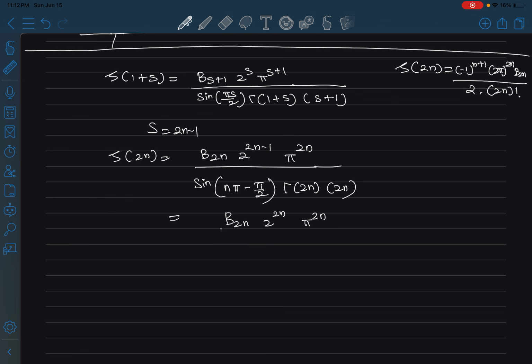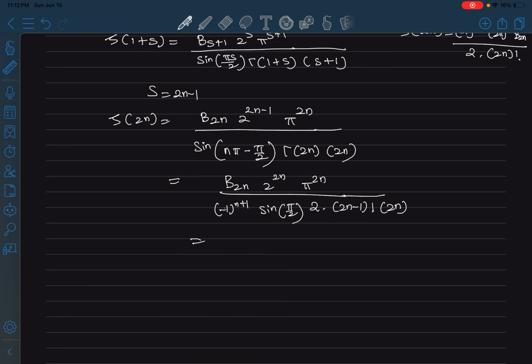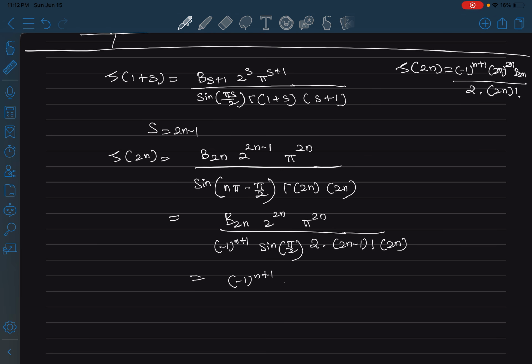I'm also going to take that 2 down for some reason, which might be evident later on, right? And now this becomes (-1) to the power n plus 1, sine pi over 2. And we know that sine pi over 2 is just 1, and it doesn't matter whether the negative sign is in the denominator or numerator. So this is (-1) to the power n plus 1, and since 2 and pi have the same power, 2 pi to the power 2n, Bernoulli subscript 2n, divided by sine pi over 2, which is just 1, so 2 times 2n factorial.